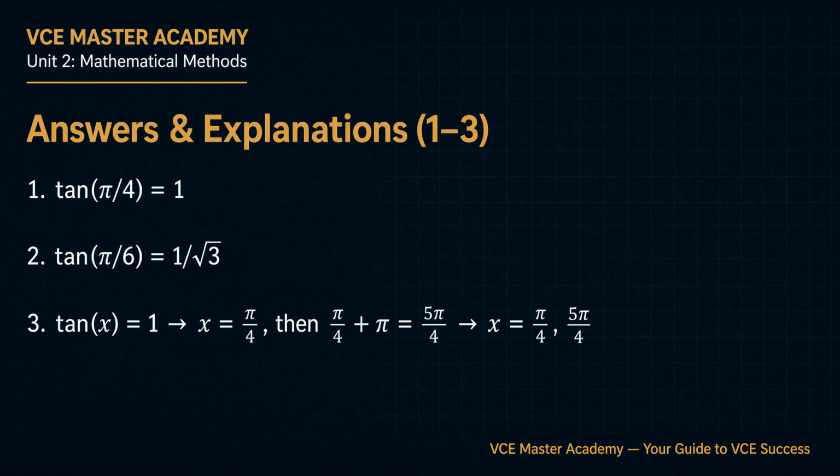Question 1. Tan of pi over 4 is exactly 1. Question 2. Tan of pi over 6 is 1 over root 3. Question 3. Tan x equals 1 first at pi over 4. Add pi for the next, giving 5 pi over 4. So x equals pi over 4, or 5 pi over 4.